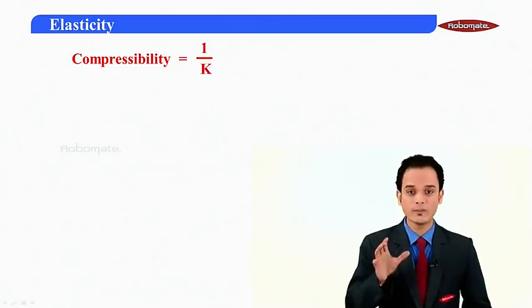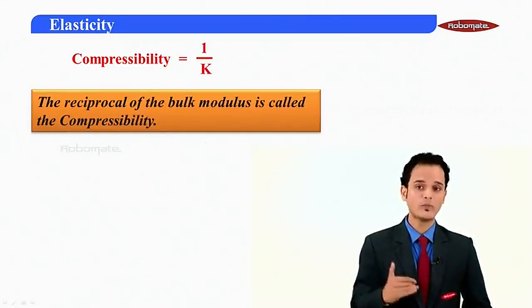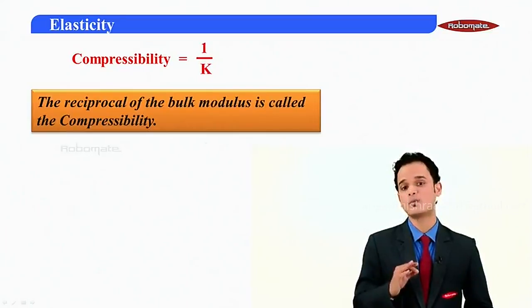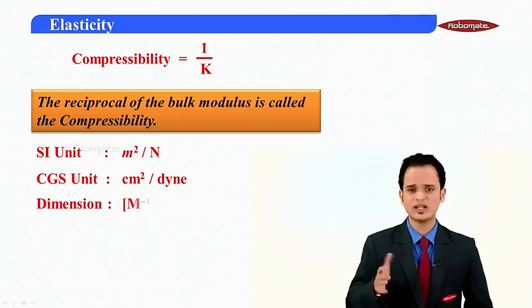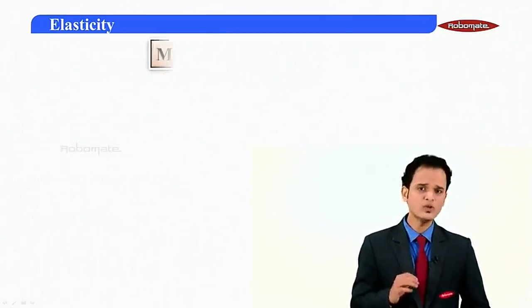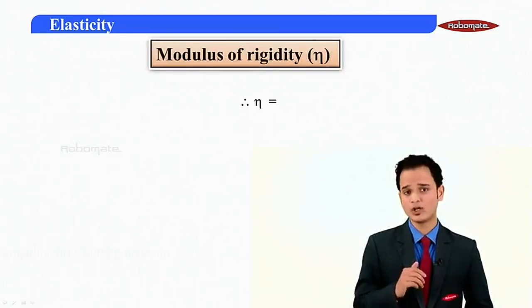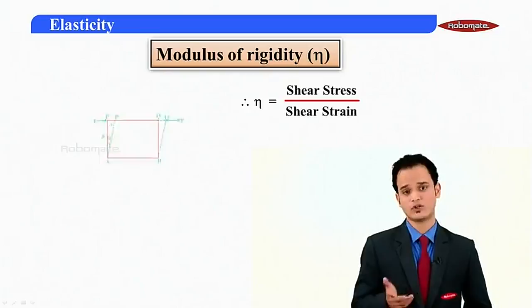Compressibility, one more very important entity when it comes to numericals. Compressibility is 1 upon K, that is the reciprocal of the bulk modulus is called compressibility. So the units, the CGS unit and the dimensions are going to be exactly reversed. Now students, the final one, that is modulus of rigidity, denoted by eta. This is nothing but shear stress upon shear strain.